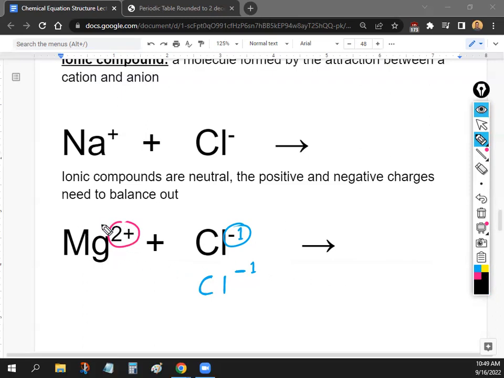So just to reiterate, magnesium is more positive than chlorine. Chlorine needs to balance out the magnesium, so we need to add one more so that it can cancel out the charge. This is +2. Cl is only -1, so you need 2 of them to cancel out the +2. Okay.